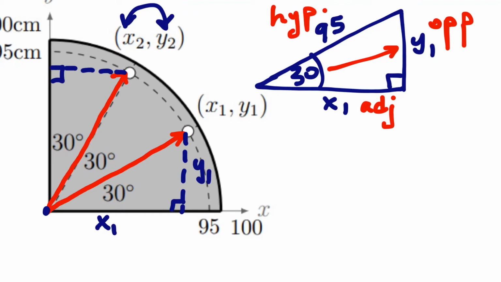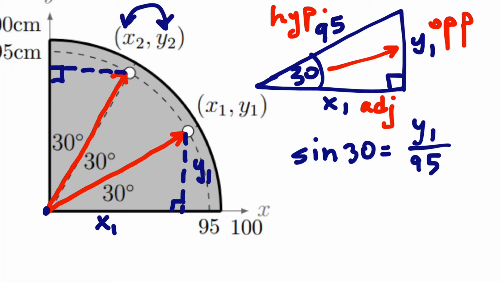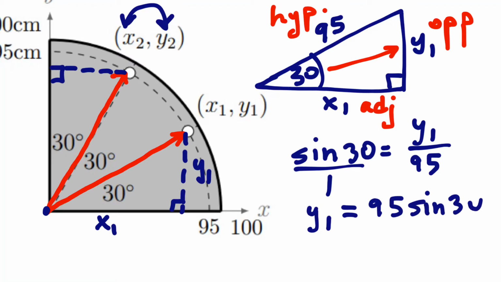All right, so I can say sine of 30 is equal to opposite over hypotenuse, so y1 over 95. So if I do a cross product, I've got y1 times 1, which is y1, is equal to 95 sine of 30. So I can plug that into my calculator, and I get 47.5. Right, so that's y1.